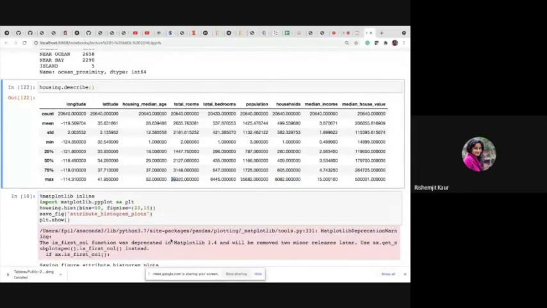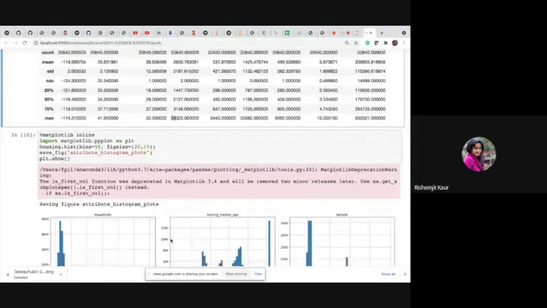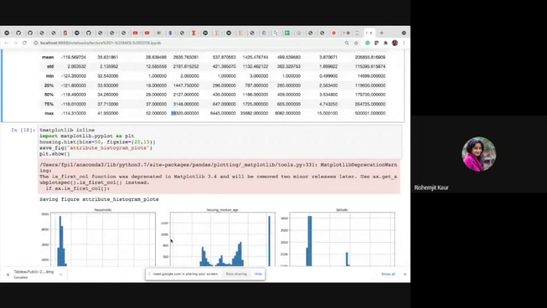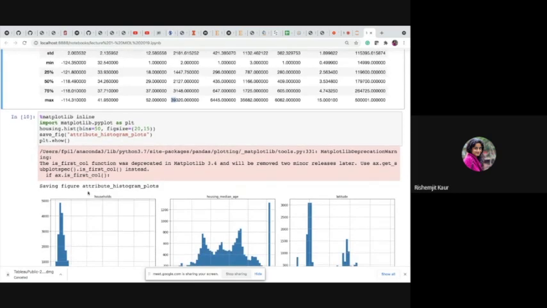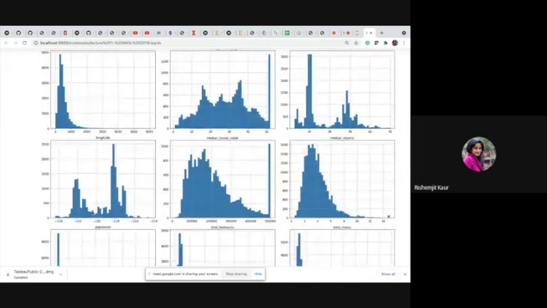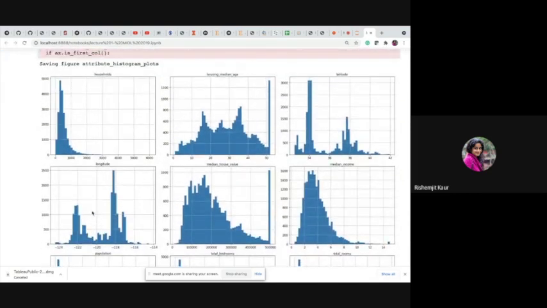So after looking into the big picture, we have the data, right? So the next step is, can we visualize it? After collecting the data, what other kind of insights can we get from it? To know more about it, what I have done here is, I have plotted a histogram for you, a histogram which tells us about the distribution of all the variables. For example, households, the median age, the latitude, longitude.